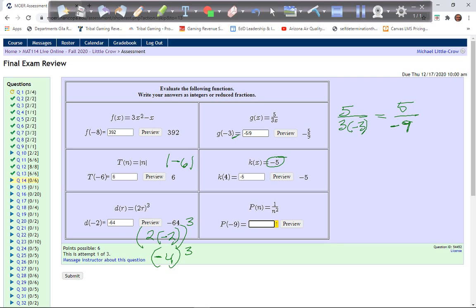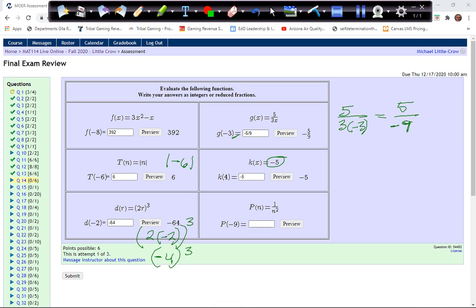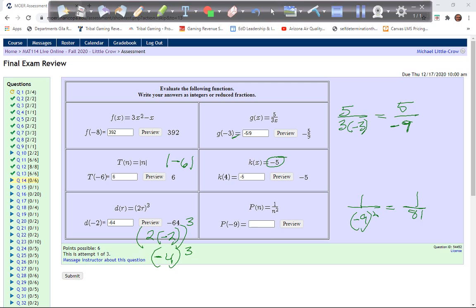Finally, we get down to our last one, and we're going to plug in a -9 for this n. So we get 1 over -9 squared. So we do the square first. -9 times -9, that's positive 81, so 1 over 81. And that's a reduced fraction.